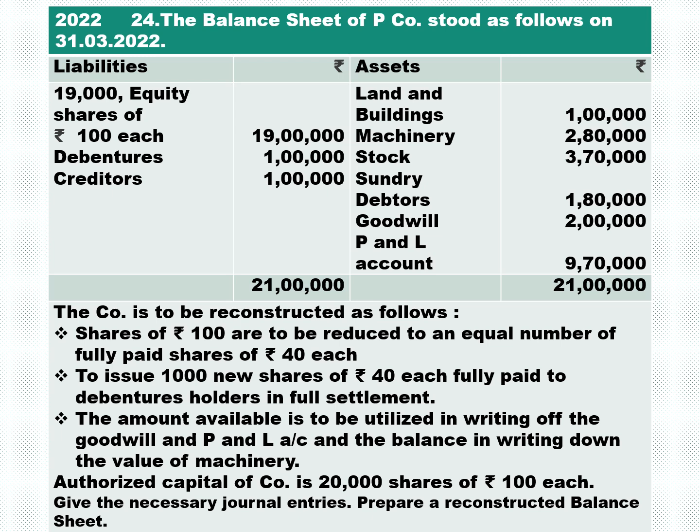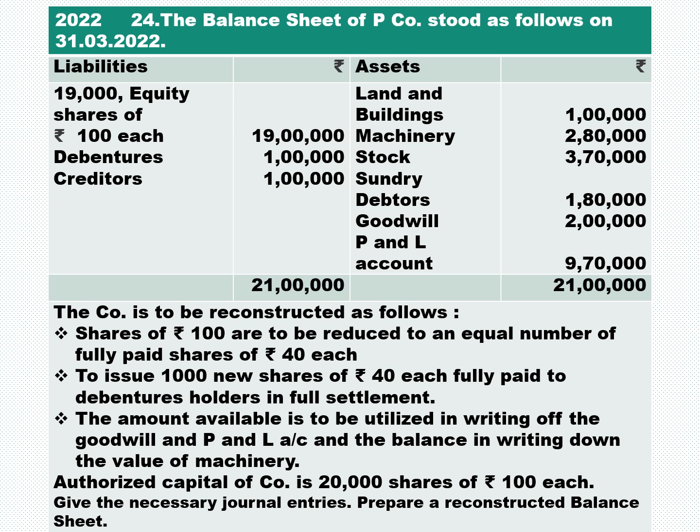We have 19,000 equity shares of rupees 100 each, 19 lakh. Debentures 1 lakh, creditors 1 lakh. We have land and building 1 lakh, machinery 2 lakh 80, stock 3 lakh 70, sundry debtors 1 lakh 80,000, goodwill 2 lakh, PL account 9 lakh 70,000.